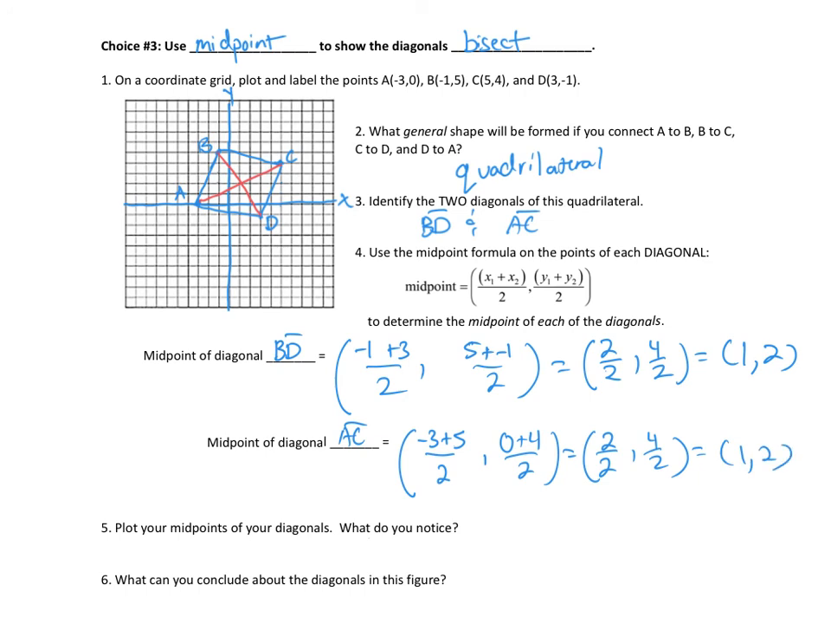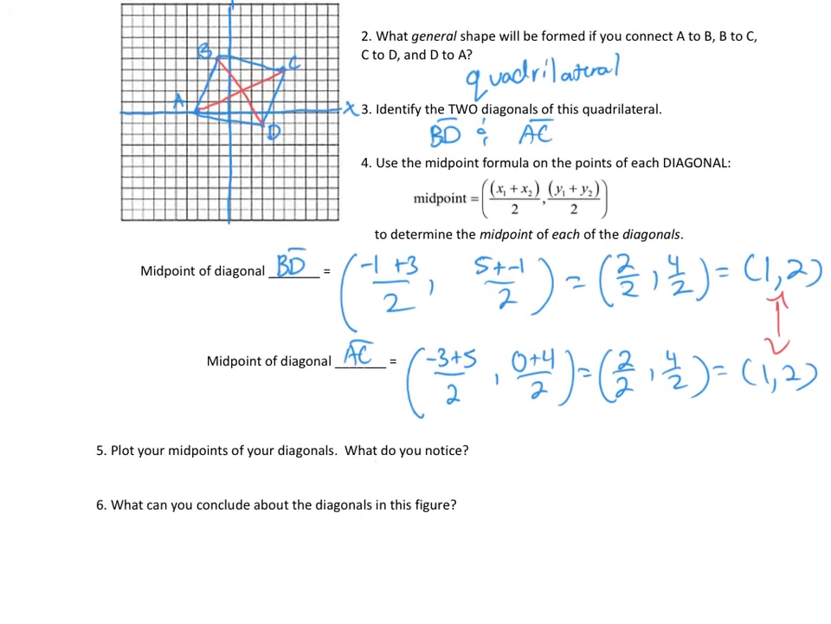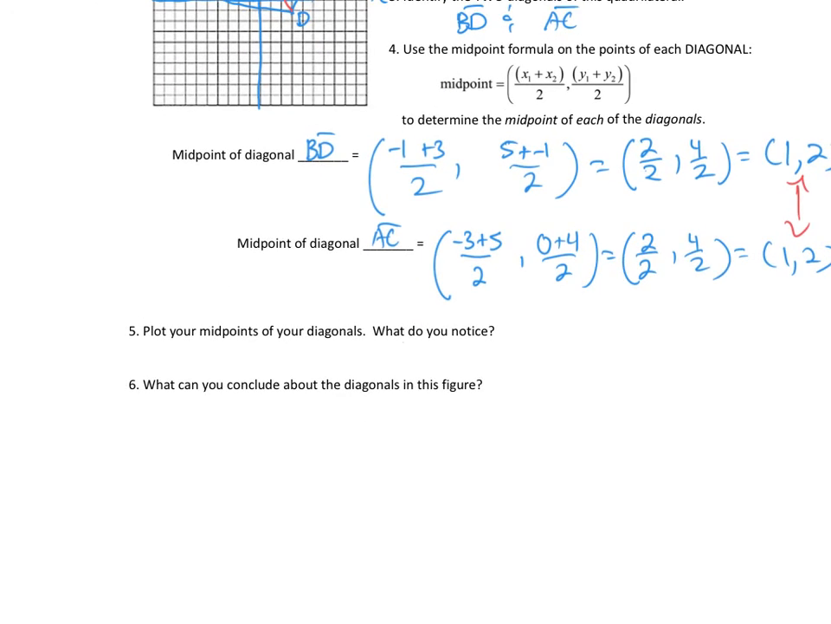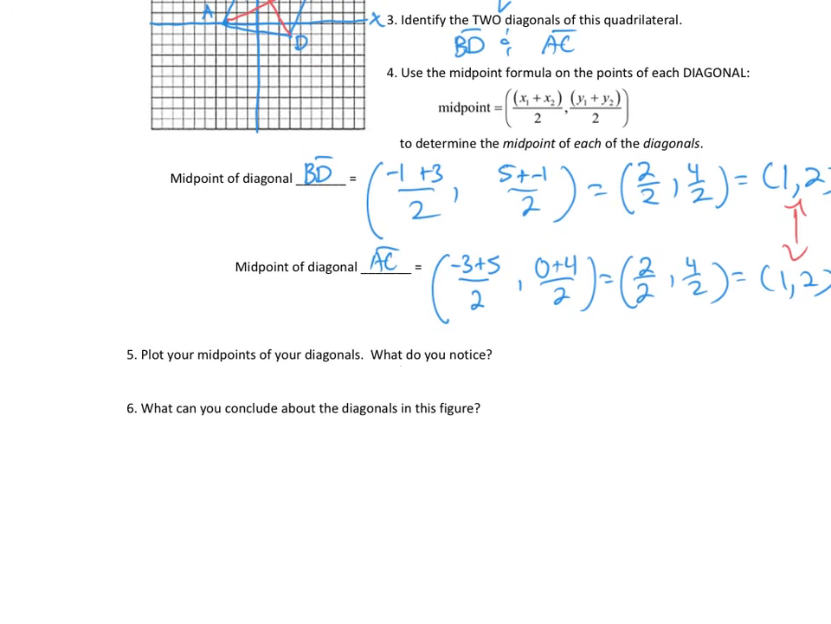They have the exact same midpoints. That means they must bisect each other. Plot your midpoints, but you know they are the same. The diagonals must bisect. And then we have a parallelogram.